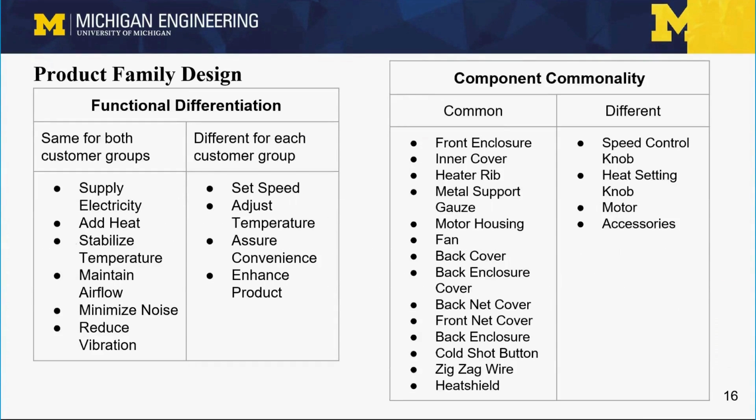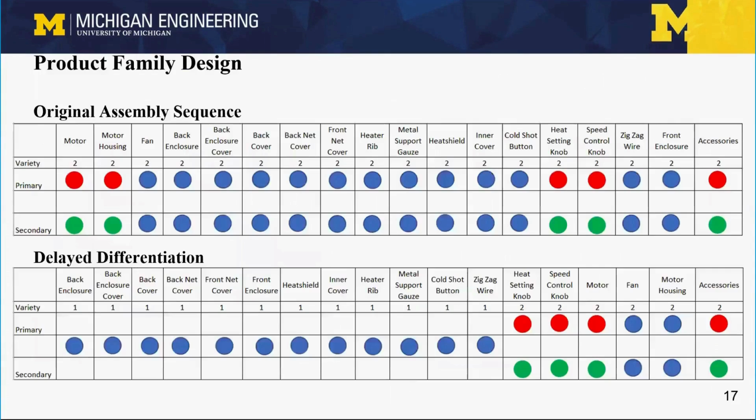The functional differentiation is the same for both models: supply electricity, add heat, stabilize temperature, maintain airflow, minimize noise, and reduce vibration. The differences are set speed, adjust temperature, assure convenience, and enhance product. Most of the hairdryer components are common between the models, but the differences are the speed control and heat setting knobs, the motor, and accessories.